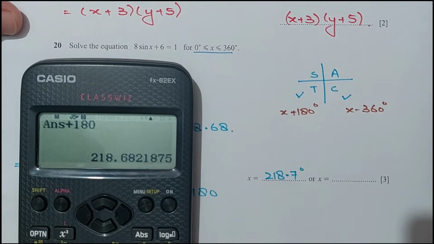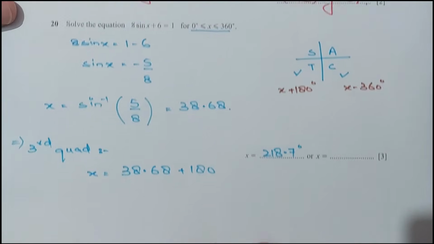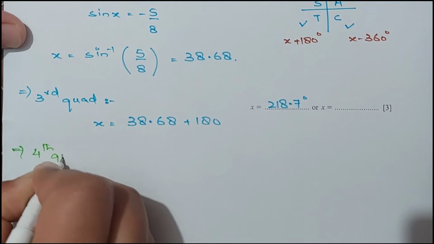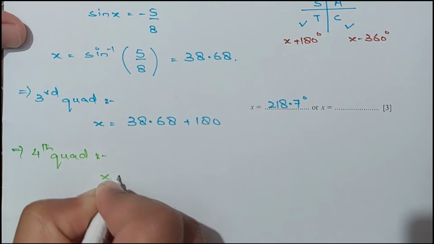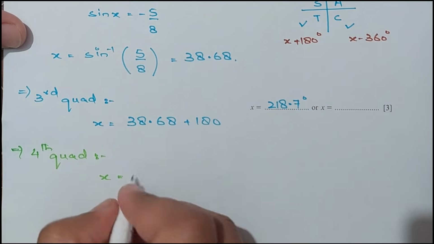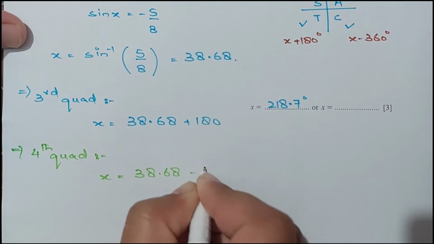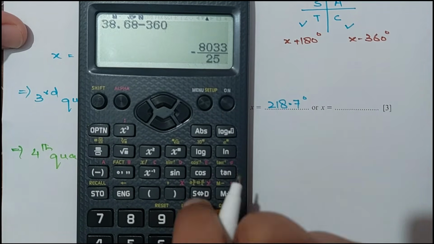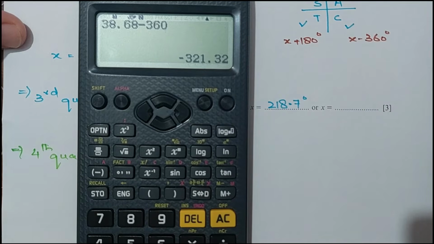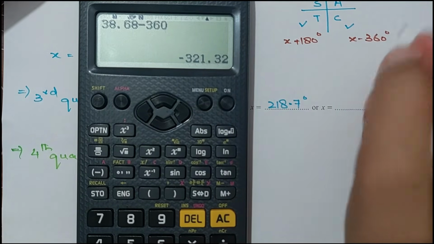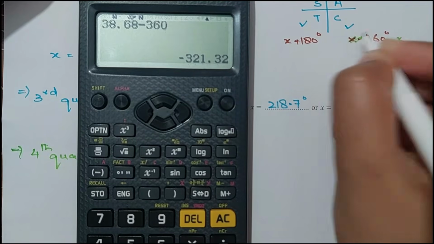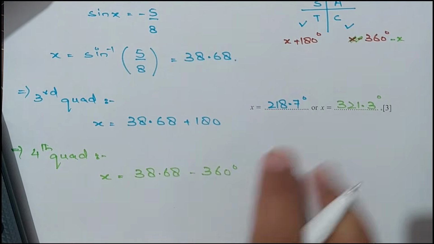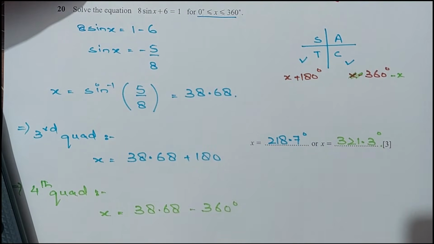218.7 degrees. Sine is also negative in the fourth quadrant. So the x is going to be 360 minus this value. So it's positive: 321.3 degrees. These are the two solutions and they are in the given range 0 to 360 degrees.